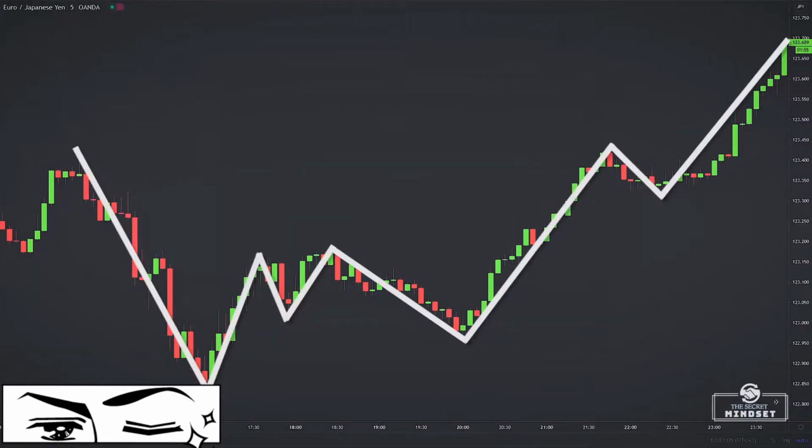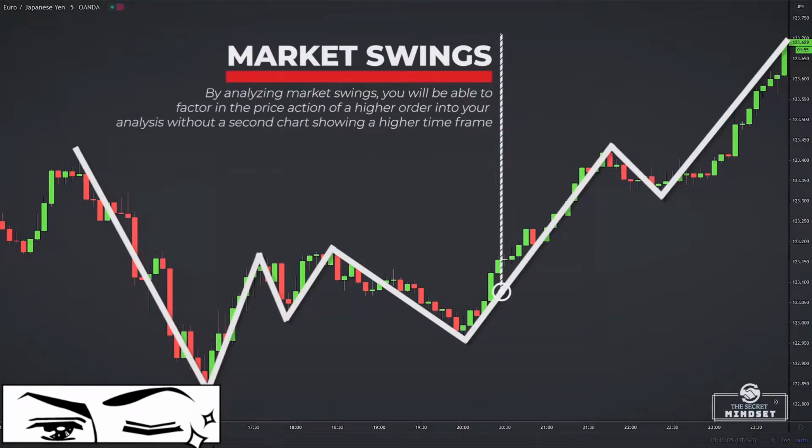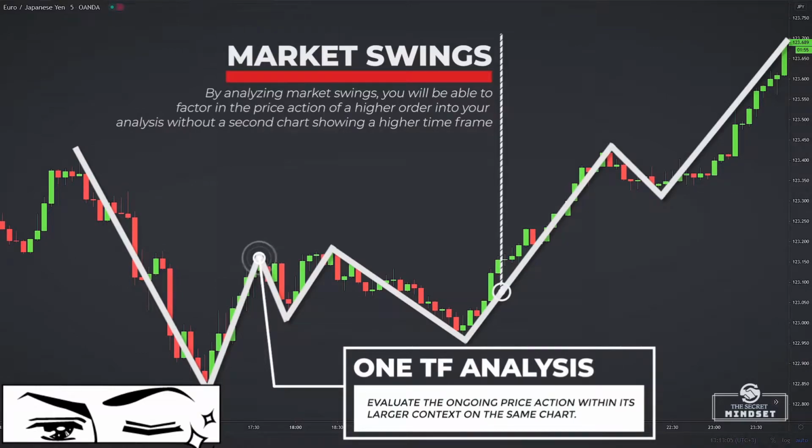chart only. By analyzing market swings, you will be able to factor in the price action of a higher order in your analysis without a second chart showing a higher time frame. The advantage of this approach is that you will be able to evaluate the ongoing price action within its larger context on the same chart. So, we will focus on reading market swings to deduce the market bias using a single time frame.